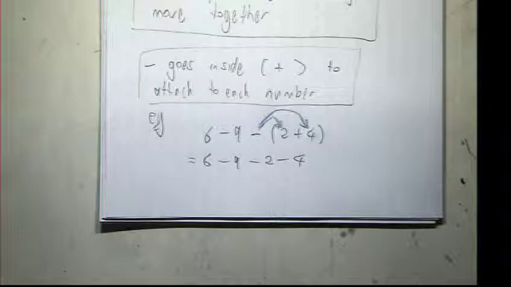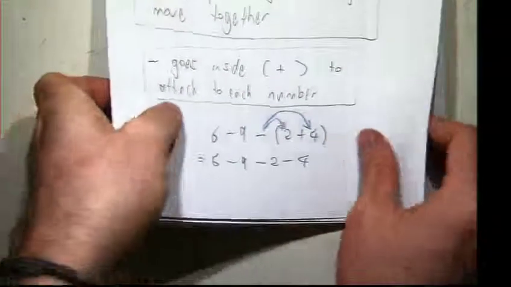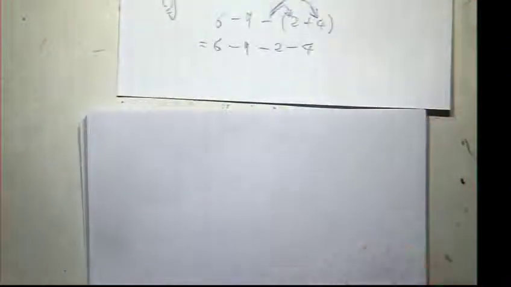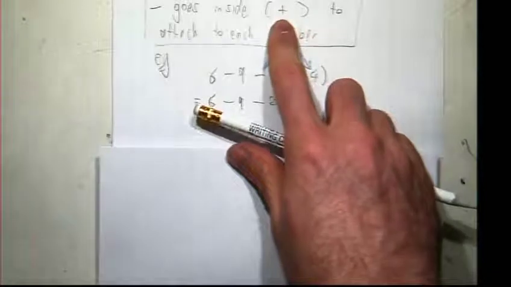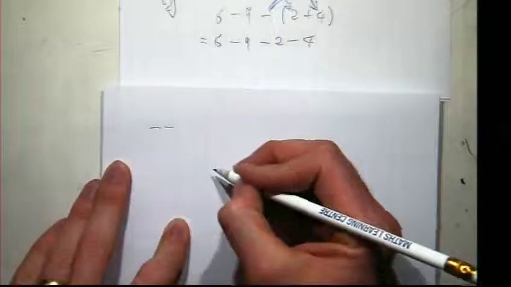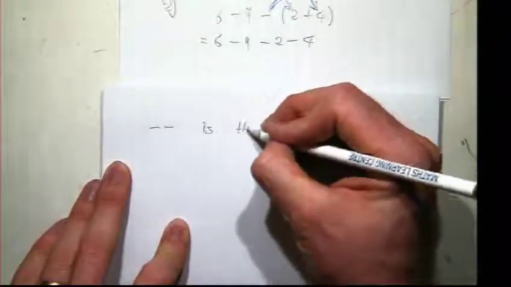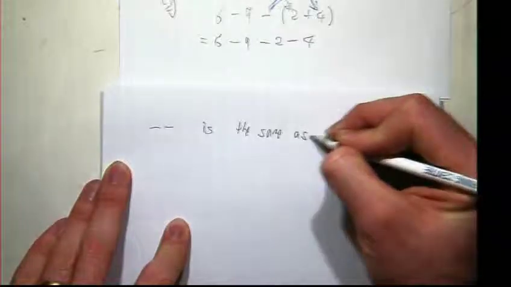I won't do it on my whiteboard, but I will do it here. So minus will go inside the brackets. It'll go inside if it's all plus and minus in there. It's just that you'll get an extra minus. So the other thing is that minus minus is the same as plus.